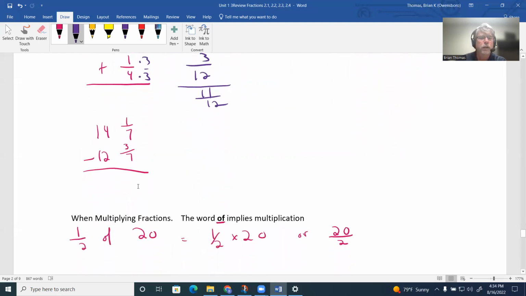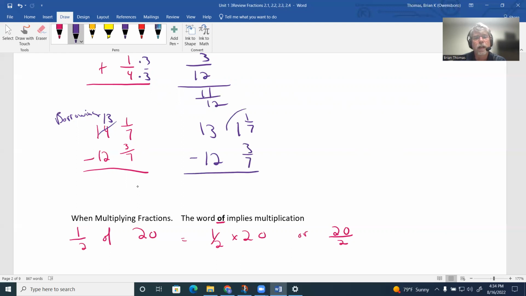So if I'm subtracting fractions, and also if I have 14 and 1/7, if I want to take away 12 and 3/7. Notice here, we actually have to do some borrowing because I can't go 1 minus 3. So what we actually have to do is borrow a whole from the 14 to make that 13. And what you have to do is add the 1 to the 1/7. So this becomes 13, and then this becomes 1 and 1/7. And then we have minus this 12 and 3/7.